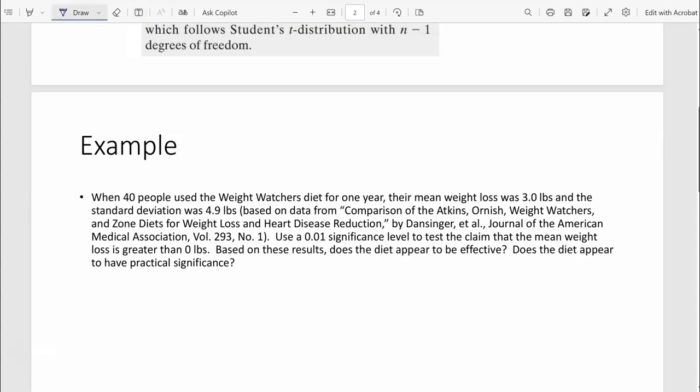So when 40 people use the Weight Watchers diet for 1 year, their mean weight loss was 3 pounds and the standard deviation was 4.9 pounds. So for the 40, their mean was 3 and their standard deviation was 4.9. We're going to use a 0.01 significance level to test the claim that, so here's our claim, the mean weight loss is greater than 0 pounds.